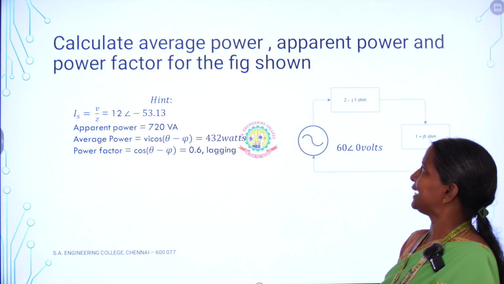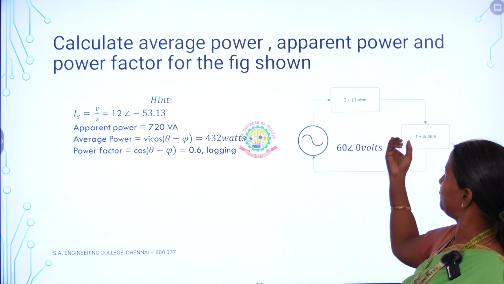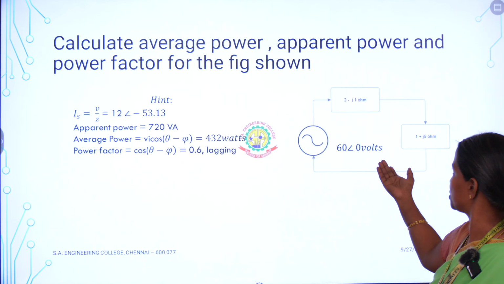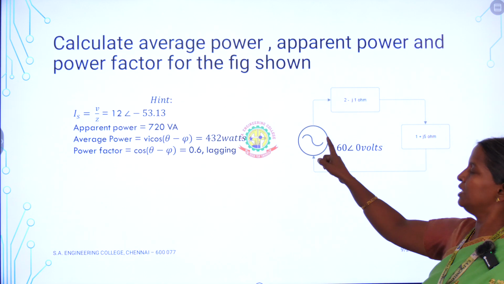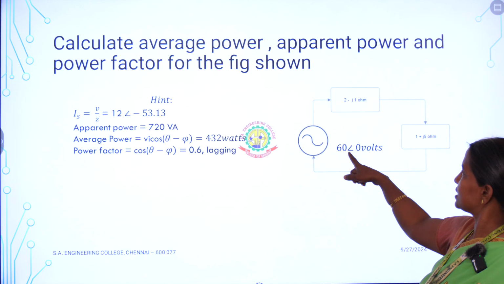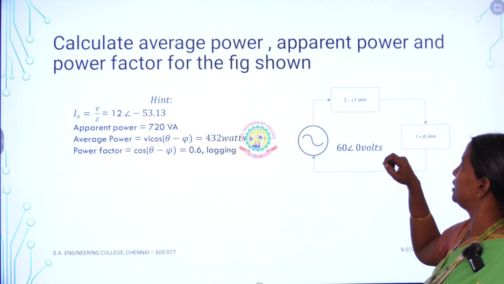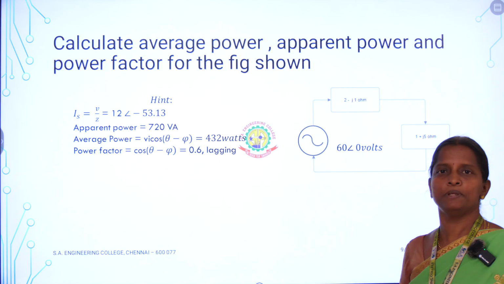Next, see this one. Calculate the average power, apparent power and power factor for the figure shown. So this is a figure they are given. This is an AC source, 60 angle 0 volts. So what does 60 angle 0 mean?